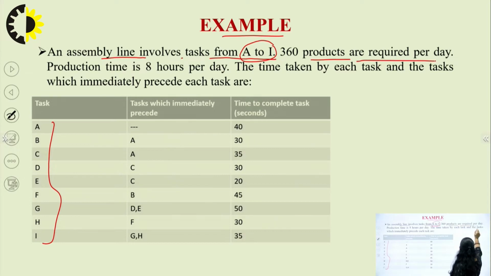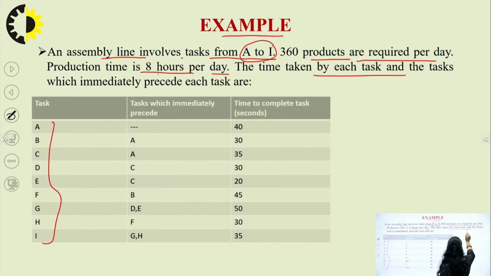360 products are required per day. So, here the production quantity is given, which is 360 per day, and the production time is 8 hours per day. Okay. So, the production time is also given to us. With the help of these two quantities, we can find out the cycle time.